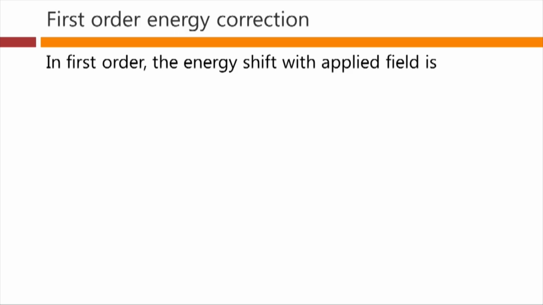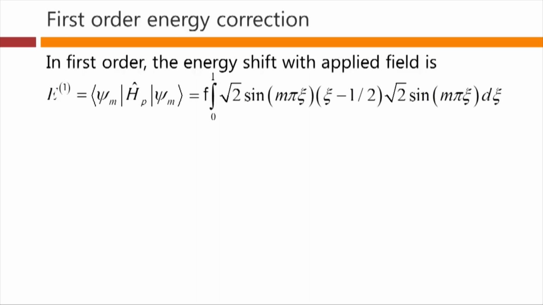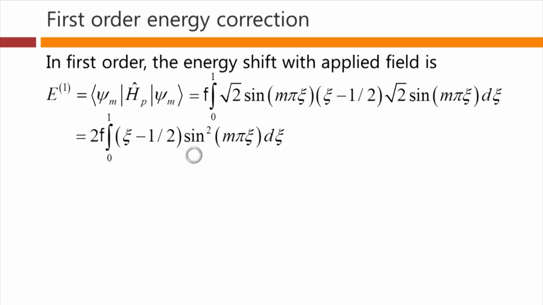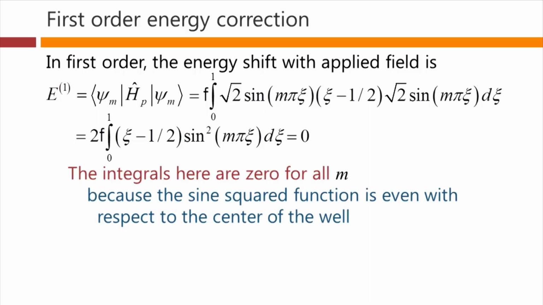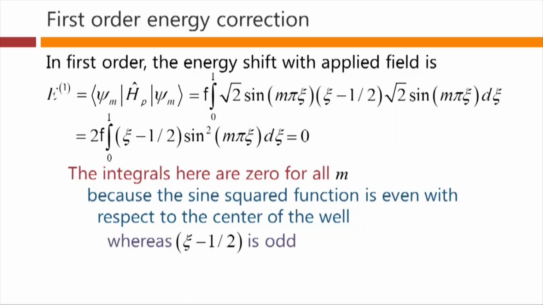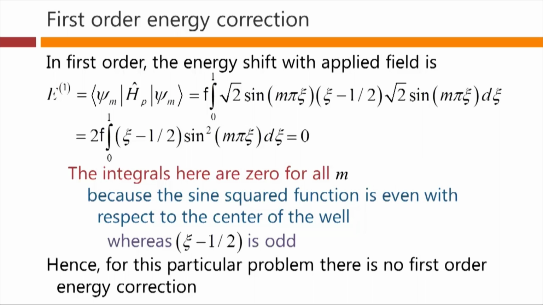In first order, the energy shift with applied field is just given by this simple expression here. And that reduces to this integral. Well, that integral is basically ξ minus a half times sine squared mπξ. But that's 0. It's 0 because the sine squared function is even with respect to the center of the well, whereas the ξ minus a half function is odd, and this is true for all m. Hence, for this particular problem, there's no first-order energy correction.